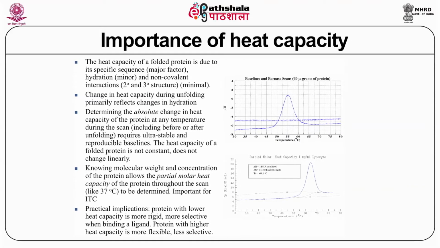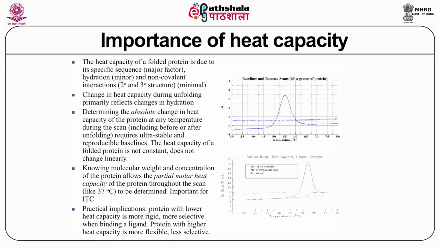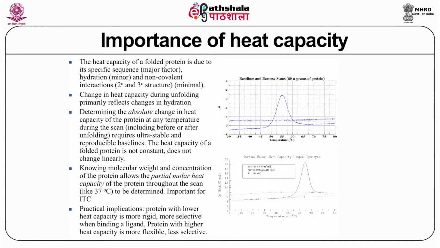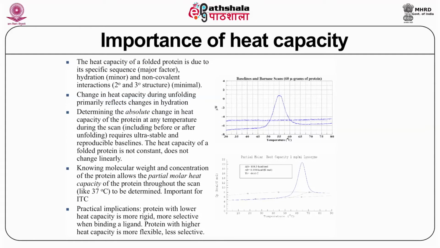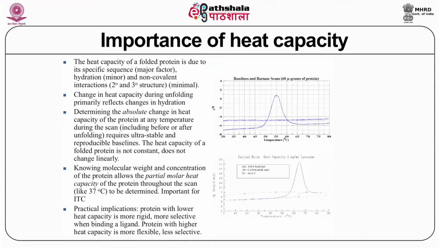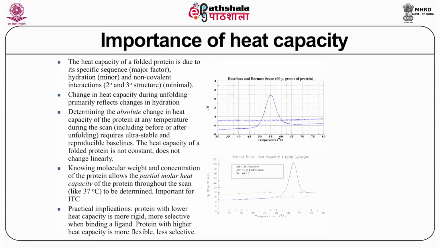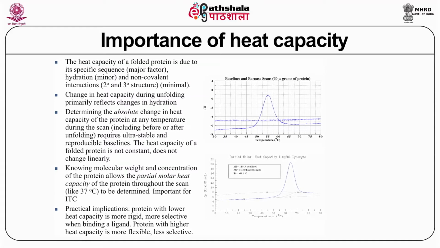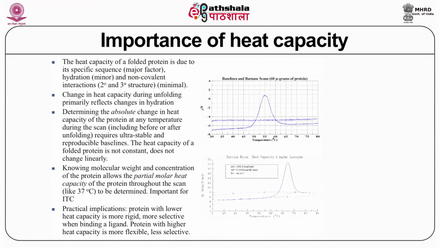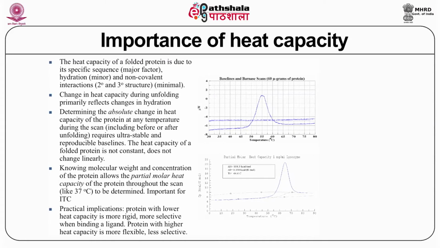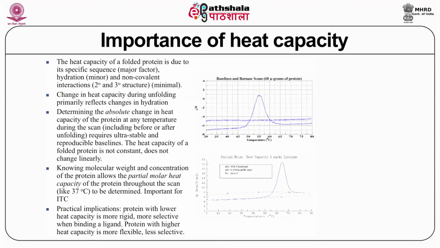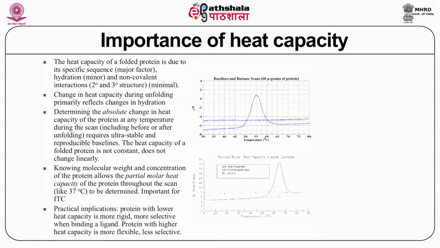The heat capacity of the folded protein is not constant and does not change linearly. So, that is why you have to do the baseline at different temperatures even for the protein before folding. Knowing the molecular weight and concentration of the protein allows the partial molar heat capacity of the protein throughout the scan to be determined, and therefore, this is important.